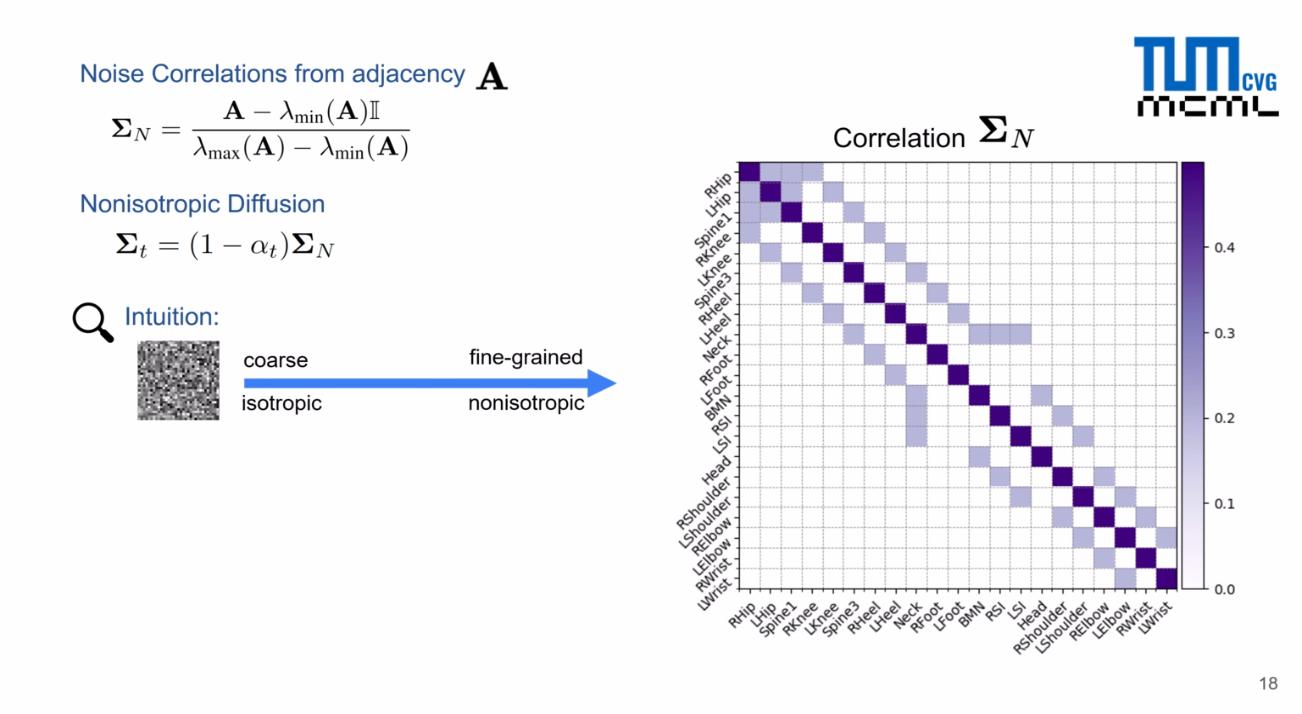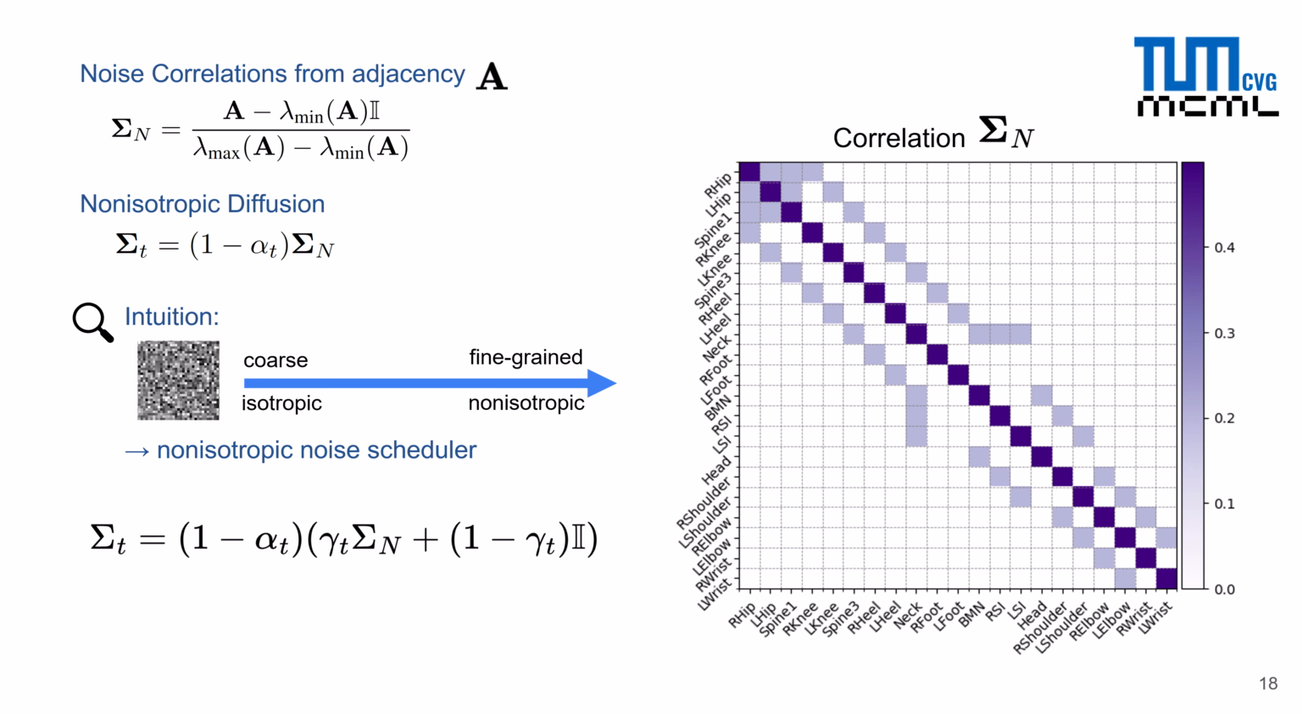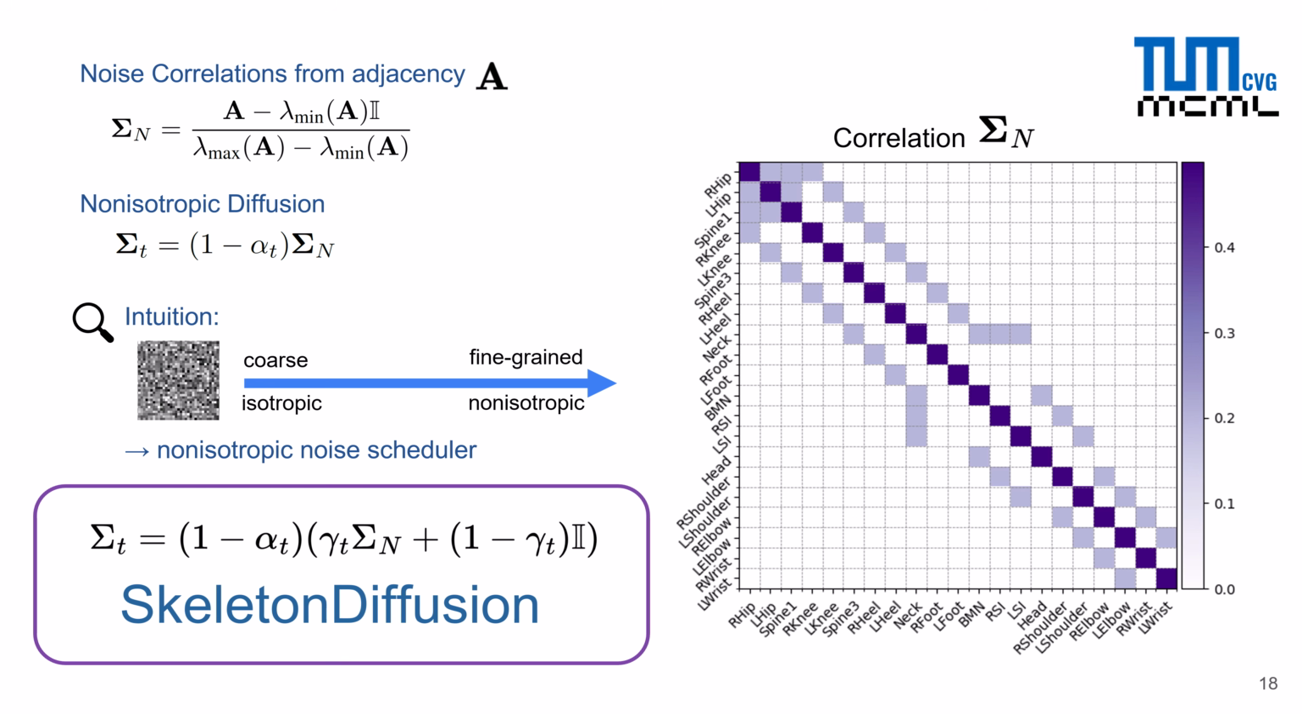While the simple formulation already outperforms the isotropic counterpart in our experiments, we observe that the generation process starts by defining a core structure and later refines it with fine-grained details, meaning that non-isotropic noise becomes more relevant in the later diffusion stages. According to this finding, we add a scheduler gamma t to blend isotropic and non-isotropic noise, resulting in the final non-isotropic formulation of SkeletonDiffusion. From this definition of correlated noise, we derive not only a sample paradigm, but a whole training and inference regime.